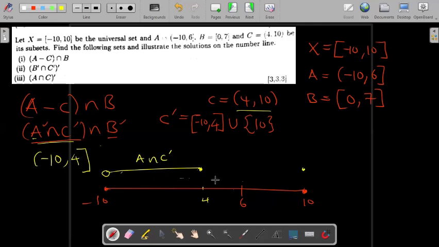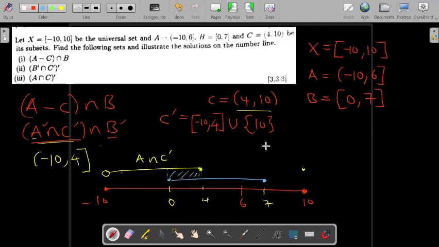Now what is my set B? My set B goes from 0 to 7. So let my 0 be here, and let my 7 be there. From there, how is it going to look? It is closed on both sides. So here I'll close at 0, then I'll go all the way up to 7, and I'll close. Now, what does this mean for me? This is where they're intersecting. These are the common elements, and it's closed on both sides, here and there.